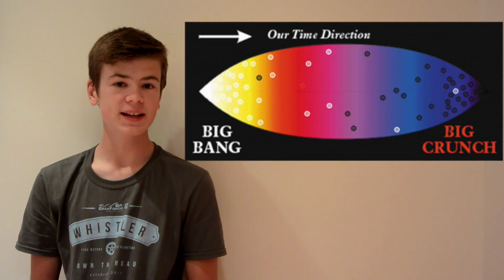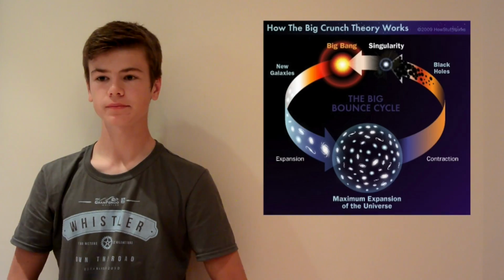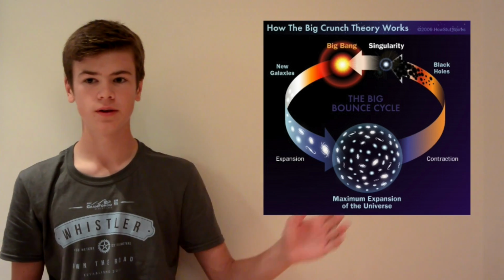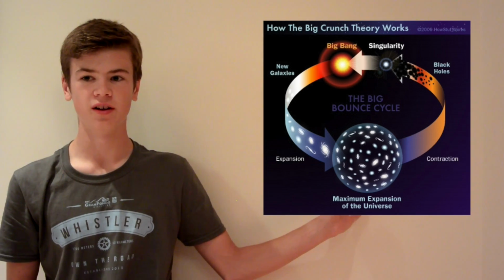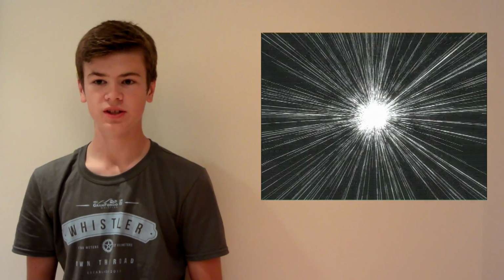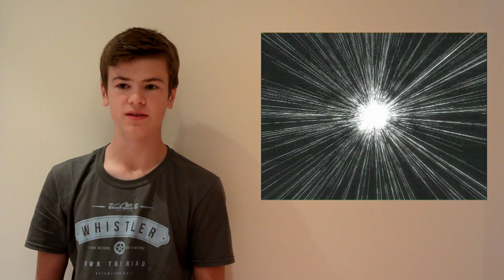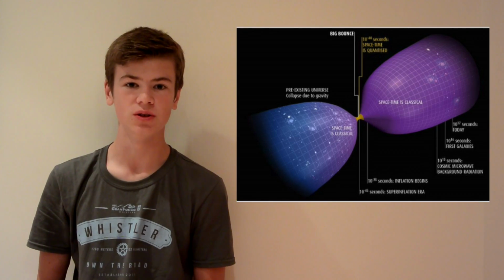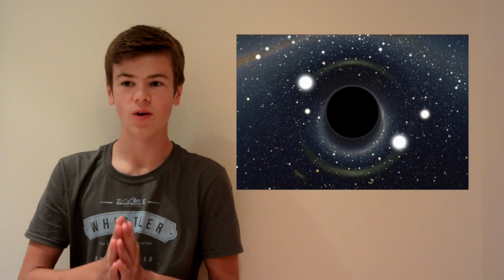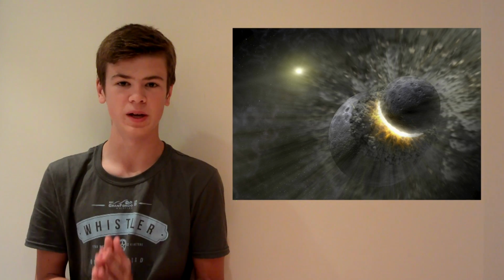Now, what is the big crunch? In physical cosmology, the big crunch is one possible scenario for the ultimate fate of the universe, in which the metric expansion of space eventually reverses and the universe recollapses, ultimately ending as a black hole singularity or causing a reformation of the universe, starting with another Big Bang.